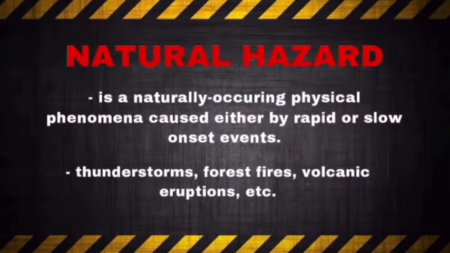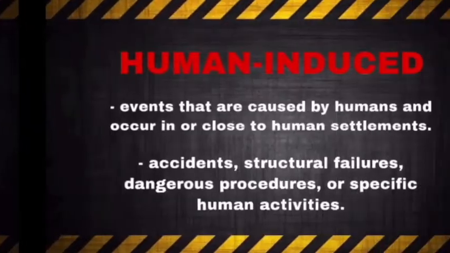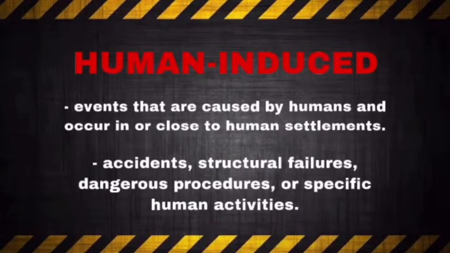Natural hazard is a naturally occurring physical phenomena caused either by rapid or slow onset events. Now, from the word itself, it is natural. And some examples we have are thunderstorms, forest fires, volcanic eruptions, and a lot more. While human-induced or man-made hazards are events that are caused by humans and occur in or close to human settlements. Now, as self-explanatory as it is, man-made. Any danger that are caused by humans. And some examples are accidents, structural failures, dangerous procedures, or specific human activities.